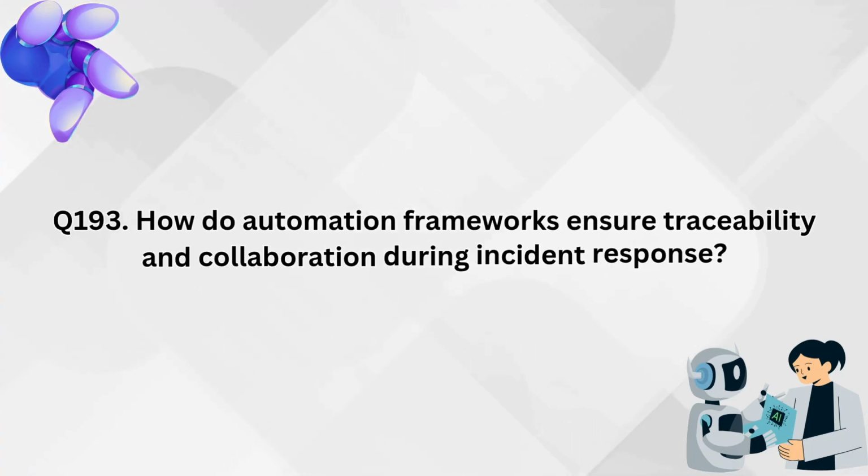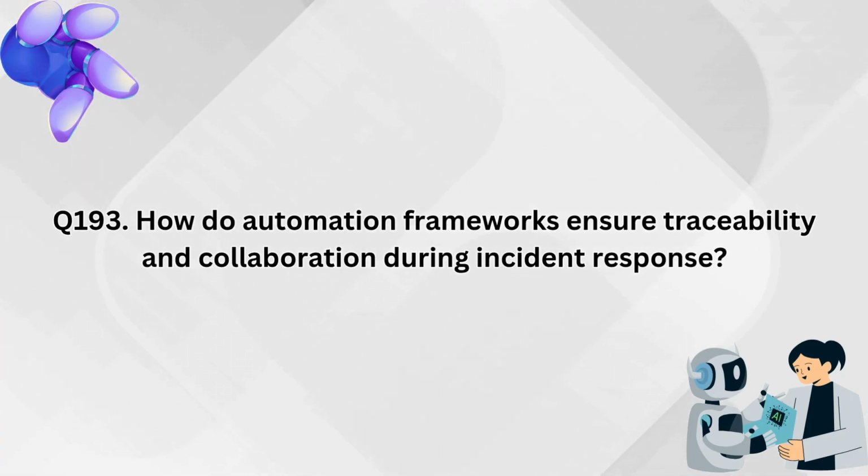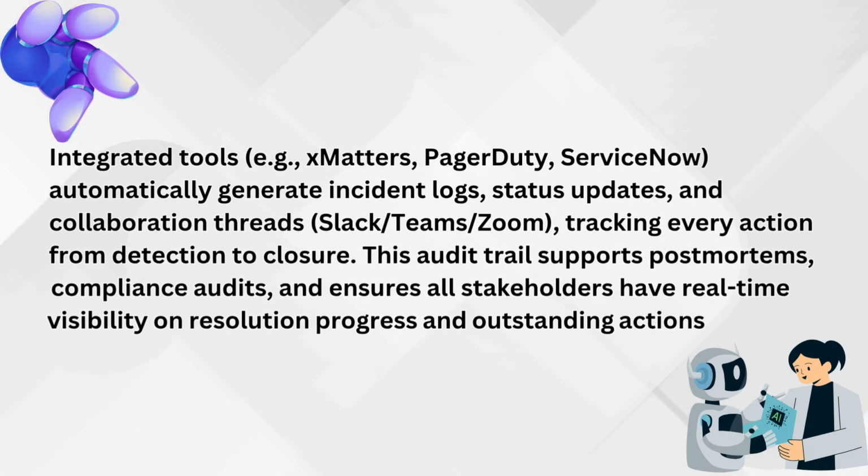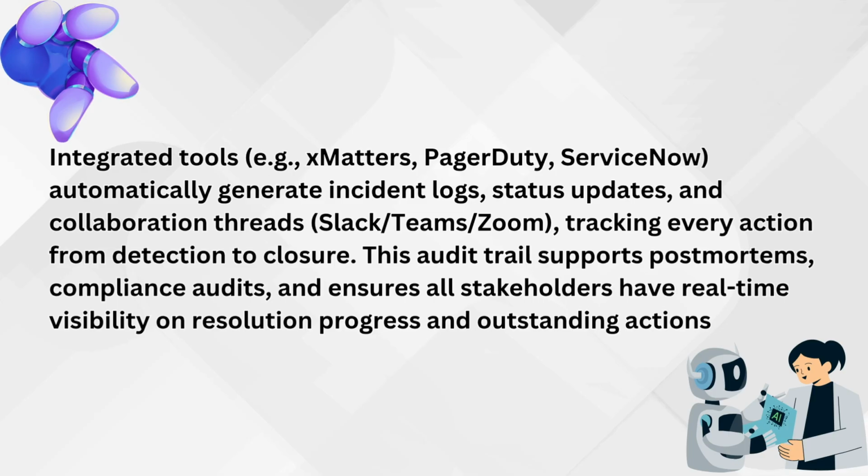How do automation frameworks ensure traceability and collaboration during incident response? Integrated tools, examples are xMatters, PagerDuty, ServiceNow, automatically generate incident logs, status updates, and collaboration threads like Slack, Teams, and Zoom, tracking every action from detection to closure. This audit trail supports postmortems, compliance audits, and ensures all stakeholders have real-time visibility on resolution progress and outstanding actions.